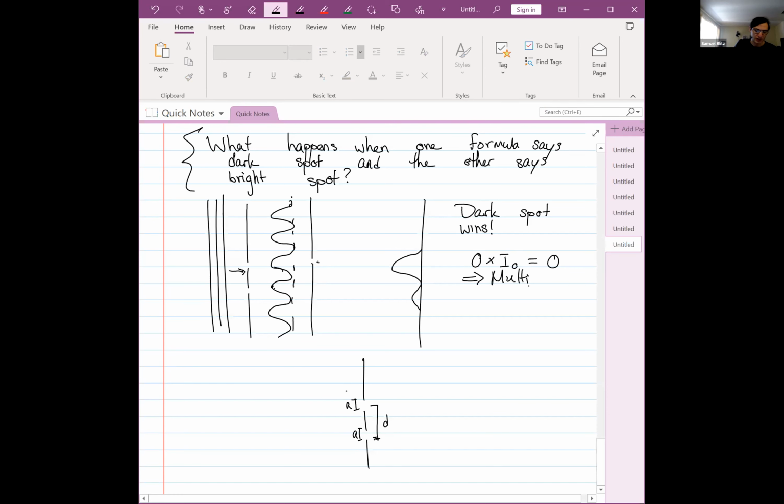So you may have thought, okay, maybe we combine them by adding, or by subtracting, or whatever. It turns out that because the dark spots beat the bright spots, i.e., if there's a dark spot according to one formula, then there's a dark spot there regardless, that implies that the way that we combine these formulas is by multiplication.